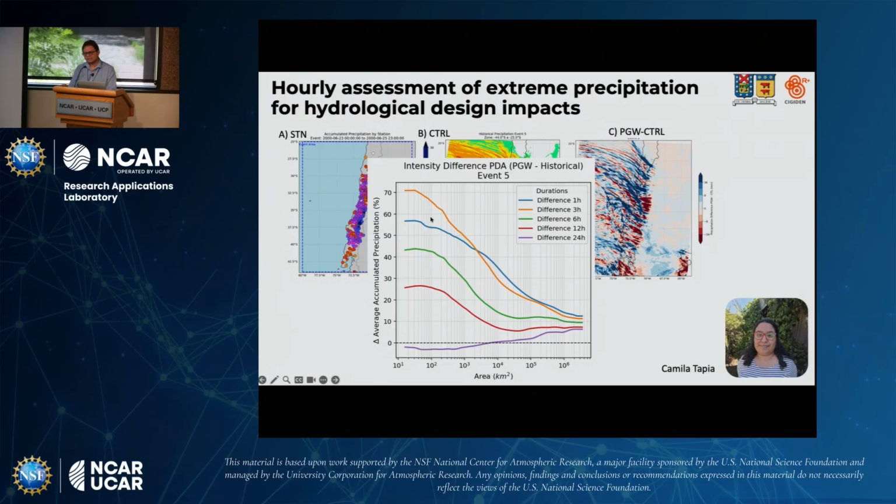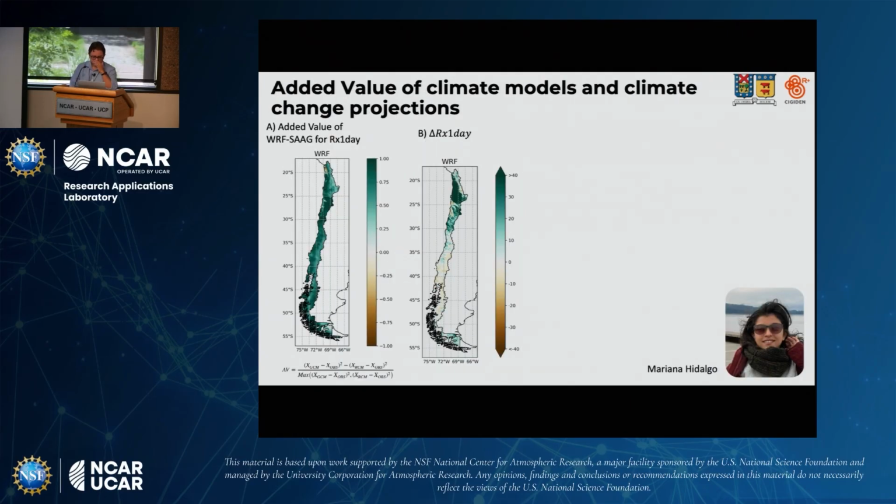And this is very important because the sewers, the bridges, a lot of things are designed with this kind of information. And the global and regional models don't have this temporal resolution to look at. So this is very important and may open broad opportunities for the community. The second work is from my student Mariana.